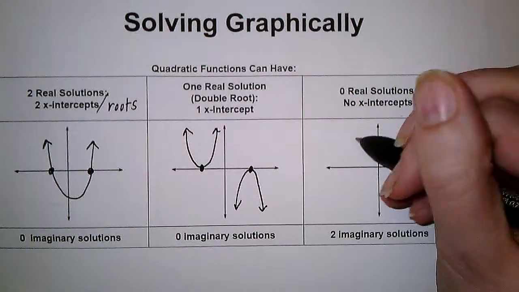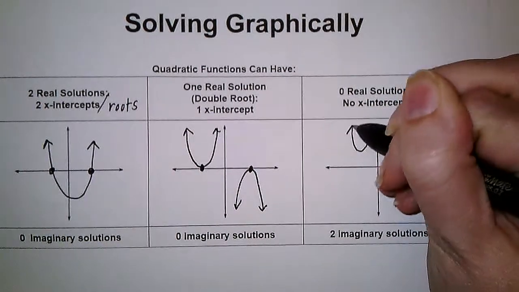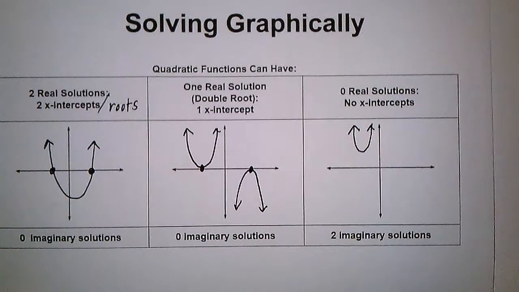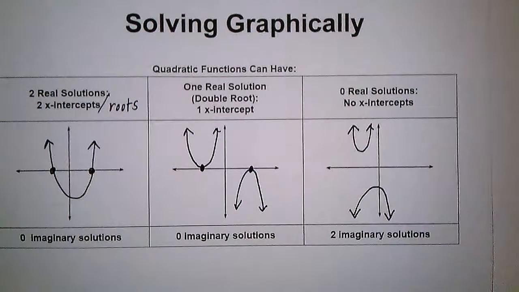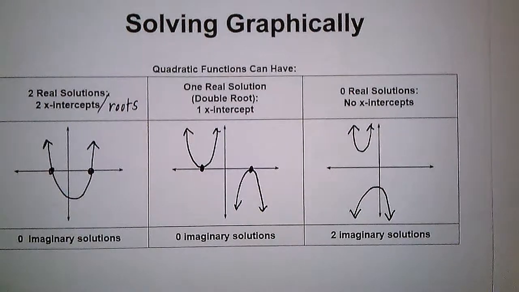All right, so then our last one is there are no x-intercepts, so there's no real solutions. So that means it's not touching the x-axis at all. So we could be floating above it, or if you wanted, we could be floating below it. So there are no real solutions for those. So that's if we solved it graphically. What we're going to really focus on, though, is solving algebraically.